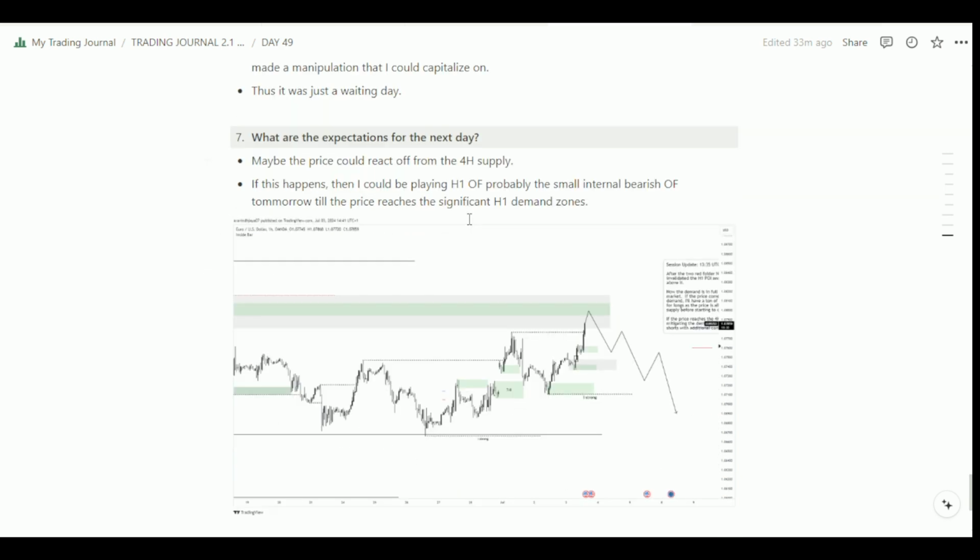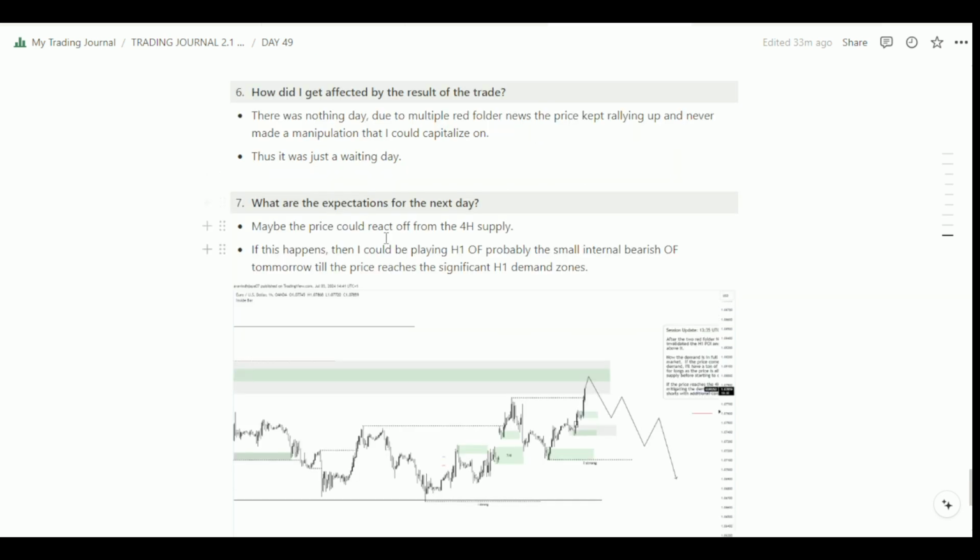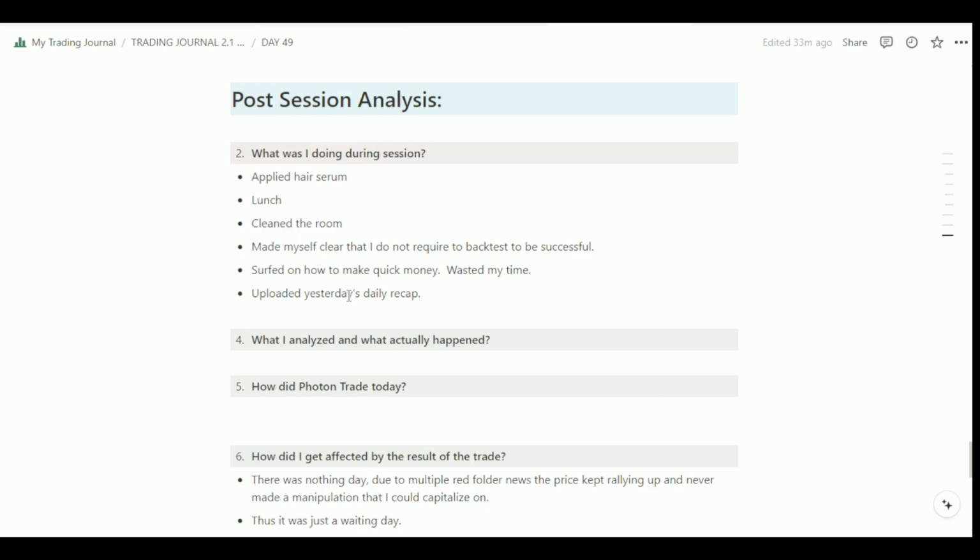What are the expectations for the next day? Maybe the price could react off the 4 hour supply. If this happens, I could be playing the H1 order flow, probably the small internal bearish order flow tomorrow, till the price reaches a significant H1 demand. If this is the strong demand, these are all reaction points.